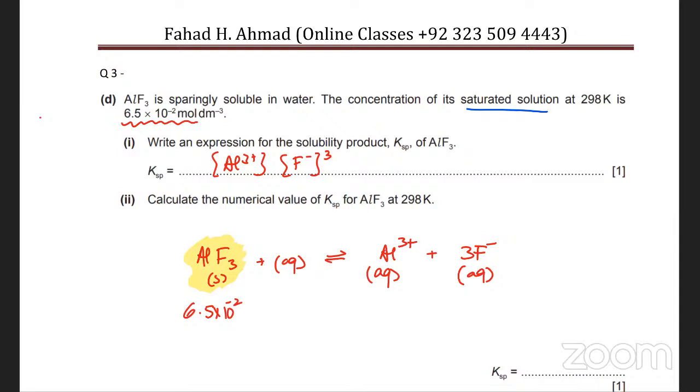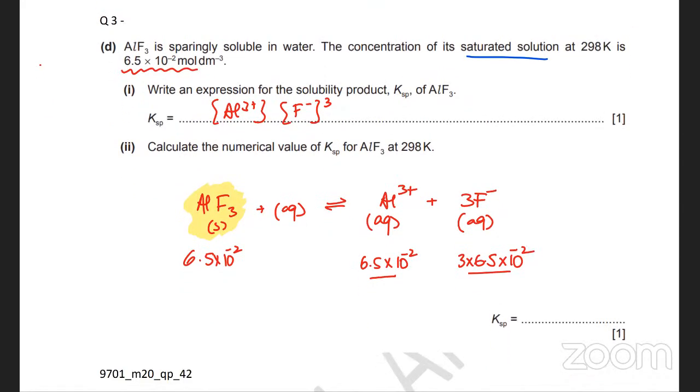So how many aluminium ions are produced? That's going to be exactly the same, 6.5 times 10 to the power minus 2. F-1 ions kitne honge? That's going to be multiplied by 3. So 3 times 6.5 times 10 power minus 2, right? So you found the ions. That's going to be the concentration of the ions. Plug it in the expression. Aluminium ion concentration, that's 6.5 times 10 power minus 2. Multiply that by F-1 concentration, that's 3 times 6.5 times 10 power minus 2. Wo cube bhi ho raha hai. So find out what the value is.